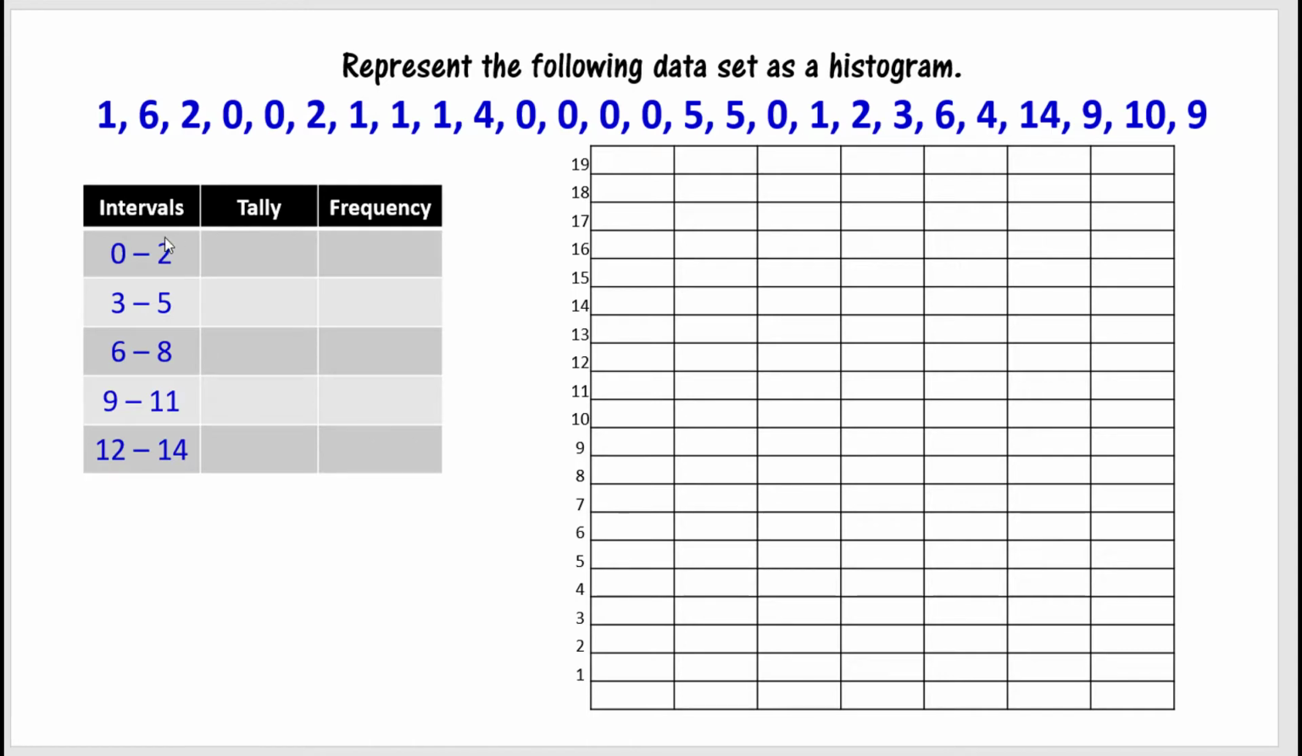With our tally, that simply means we need to figure out, well, how many numbers do we have that are between 0 and 2? So if we go up here, we would just count all the numbers that are between 0 and 2. So let's count how many zeros I have. I have 1, 2, 3, 4, 5, 6, 7. We have 7 zeros. So I'm going to put a 7 in for the number of zeros.